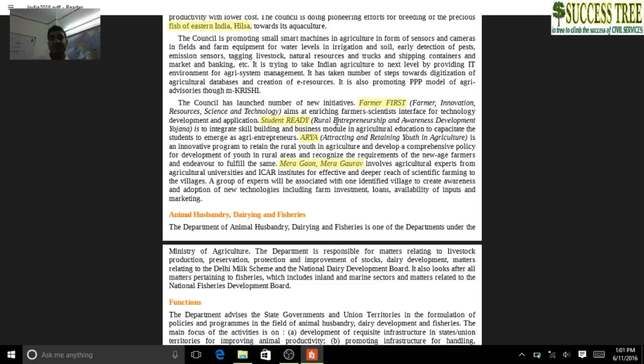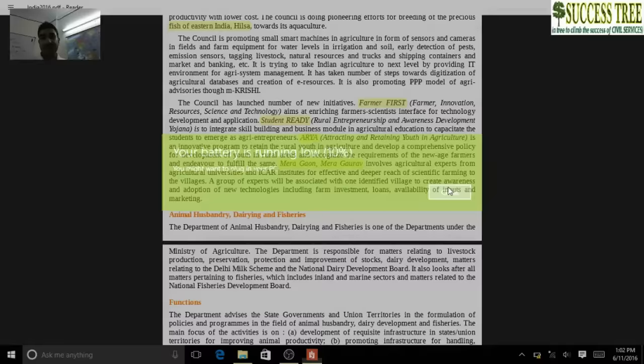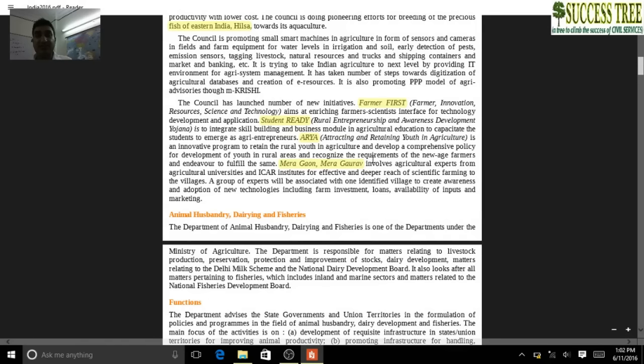Second, Student READY. So Rural Entrepreneurship Awareness Development Yojana, to integrate skill development and business modules in agriculture education to capacitate the students to emerge as agri entrepreneurs. We had seen that in agriculture universities, the states which are very large or very well performing in agriculture don't have many students in the agriculture universities there. The students are falling in numbers. So the focus is on more awareness in those areas as well as retaining the students in those universities. So Student READY, linking them to rural entrepreneurship. Okay, then ARYA, Attracting and Retaining Youth in Agriculture. So that is to attract and retain the youth in the agriculture system.